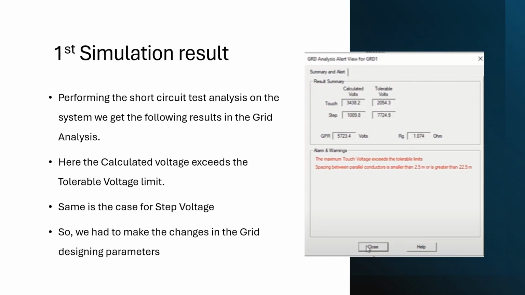In this slide, we will be discussing the first simulation result. For the short circuit test analysis on the grid we have designed, the following result came. Here the calculated voltage exceeds the tolerable voltage limits. The same thing happened with the step voltage. So we have to make some changes in the grid we have designed. We will see in the next slide what happened after that.